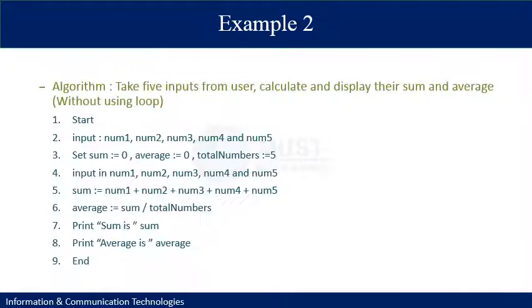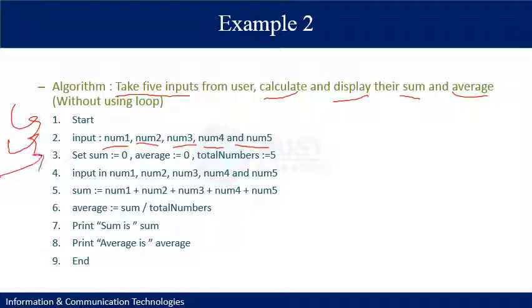and then we end the algorithm. So let's take another example, and in this example we have an algorithm which takes 5 inputs from the user and calculates and displays their sum and average, without using the loop. So we start the algorithm and we take input of 5 values: number 1, number 2, number 3, number 4 and number 5. So these values will be entered by the user.